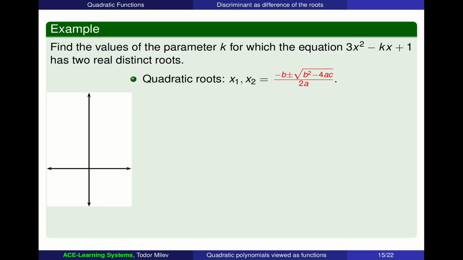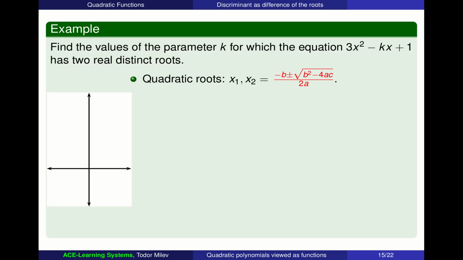Now, we need to have different roots. So we need to have that x1 and x2 are real and they are distinct. Distinct here means that when we take the two roots, they are not equal. So x1 must be different from x2, which means that this expression here is not allowed to be equal to 0. Minus b plus or minus radical of 0 is not okay, because if we are having radical of 0, that's 0, and x1 and x2 coincide. So that's forbidden.